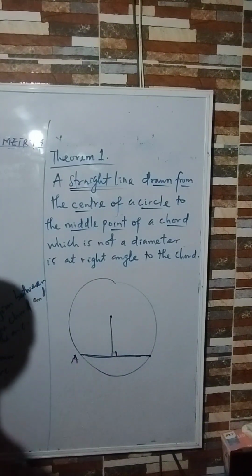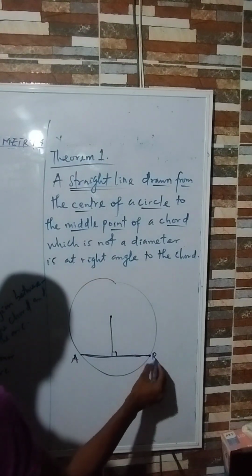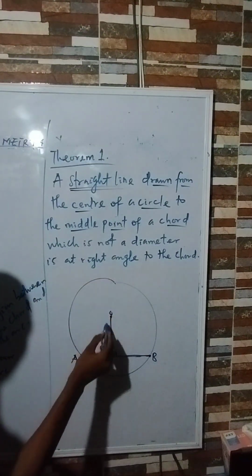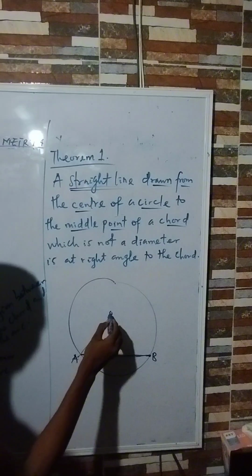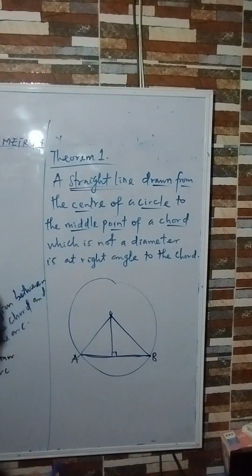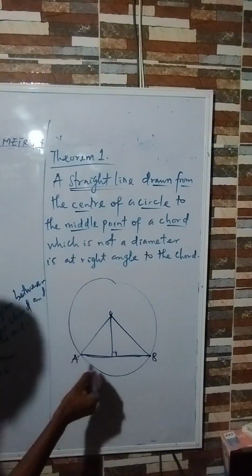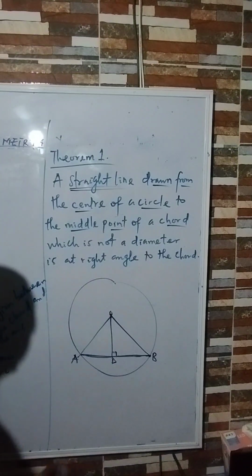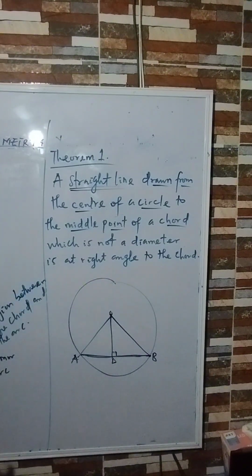So let's label this place as A. Let's label this place as B. Let's call this place point O. So if I draw this one down, what is now the theorem about? Let's call this point D.